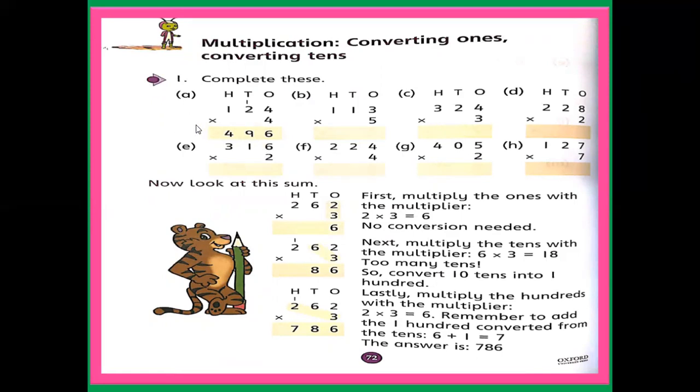So look, part number A, it is already done. 4 fours are 16. Read the table of 4. 4 ones are 4, 4 twos are 8, 4 threes are 12, 4 fours are 16. So we write 6 here and 1 will go to add into tens. It means we are converting ones into tens. So 1 will go to add into tens. So we write 1 a little above.